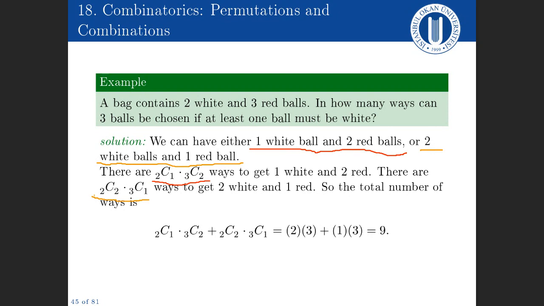Add these together, 2C1, 3C2 plus 2C2, 3C1. Calculate it and we get our answer. There's 9 different ways.